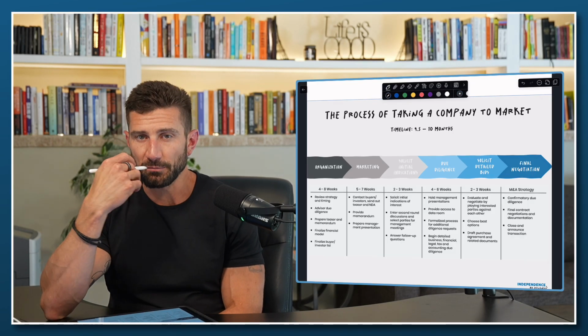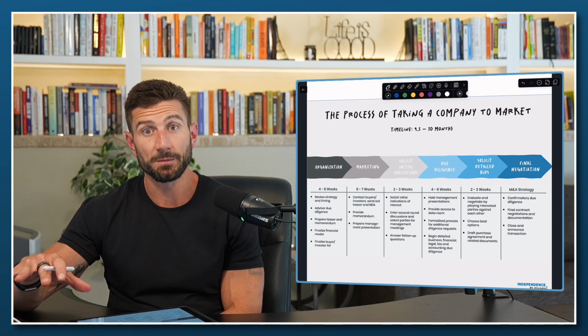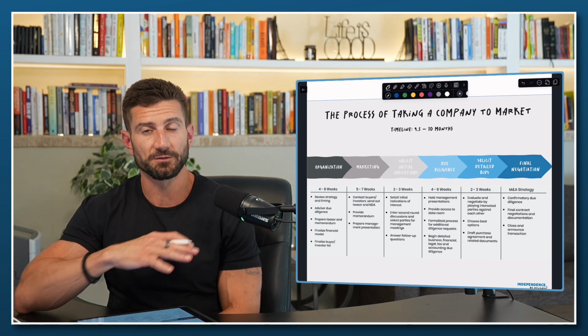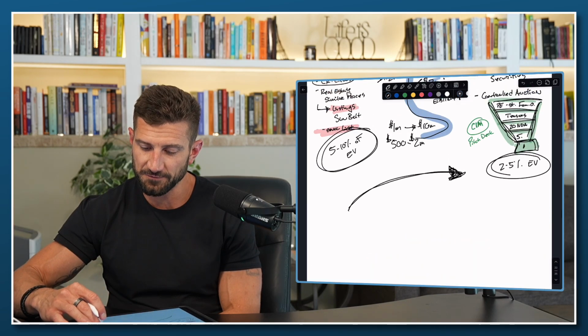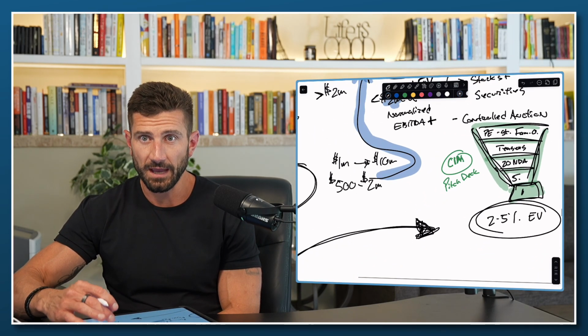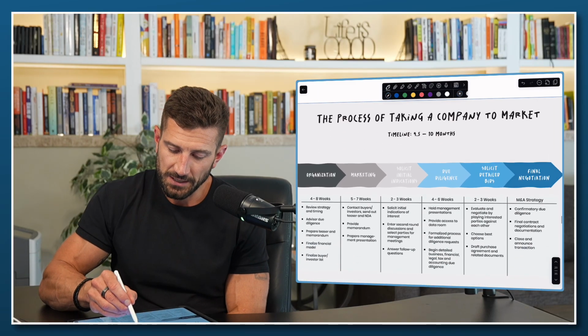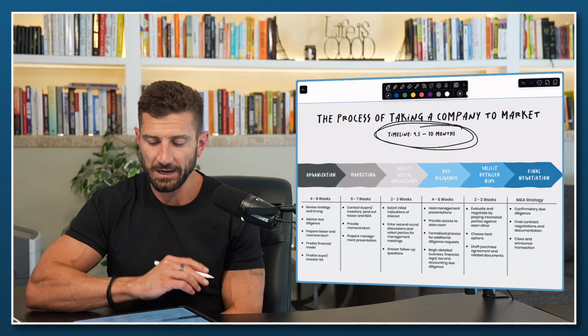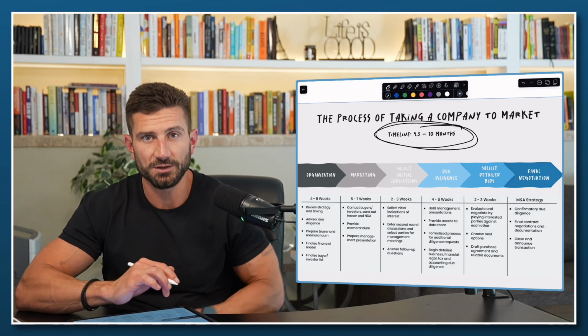there's a couple different ways to think about this. This is the process of taking a company to market from the investment banking perspective. The reason I have this out there is because this is what good looks like. So it's taking this funnel right here, and what we're doing is saying, okay, what does that actually look like? The timeline is 4.5 to 10 months, which is pretty typical, and there's a lot of work that has to go into it.